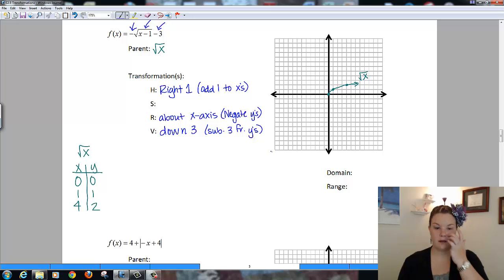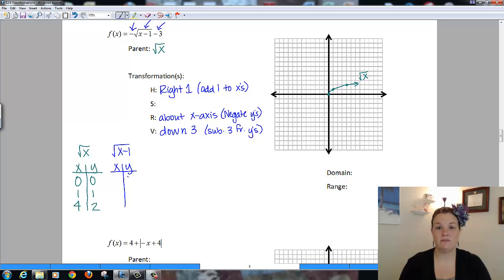So let's go ahead and work this out. I have my original, and then I do my transformations in HSRV order. So I do my h first, which is to go right 1. So now my function looks like the square root of x minus 1. Remember, I use the previous table's values. I don't plug in new values each time. So to go right 1, I'm going to add 1 to my x's. So I'm going to take my original x's, 0, 1, 4, and do x plus 1. That gives me 0 plus 1 is 1, 1 plus 1 is 2, 4 plus 1 is 5. And then my y's stay the same. I didn't change them.